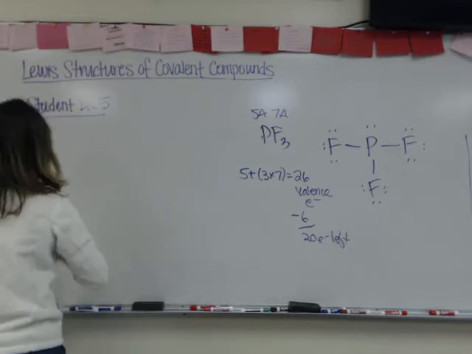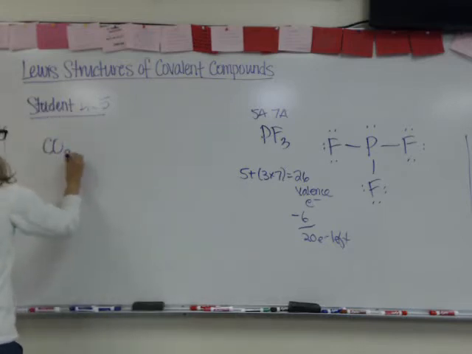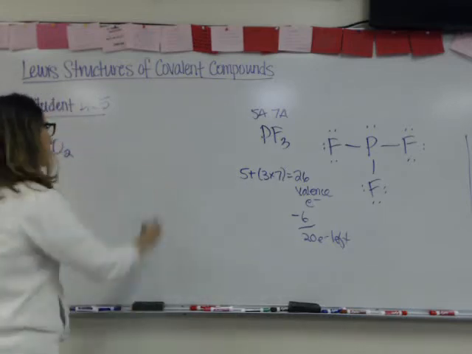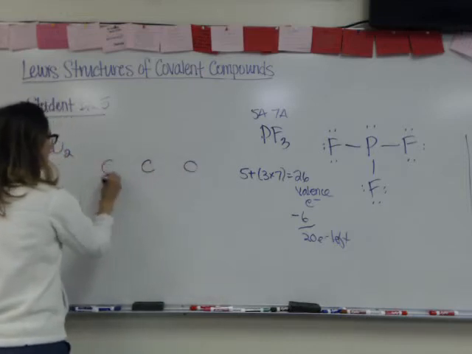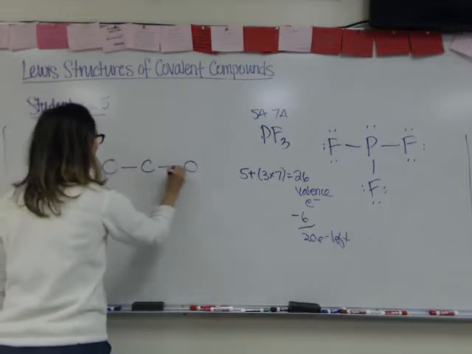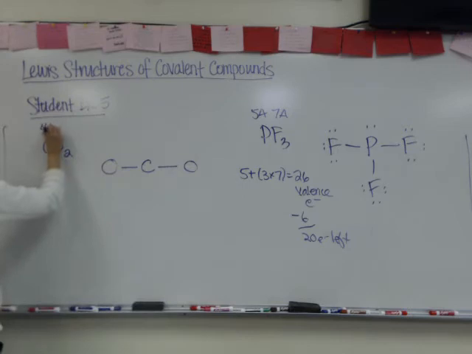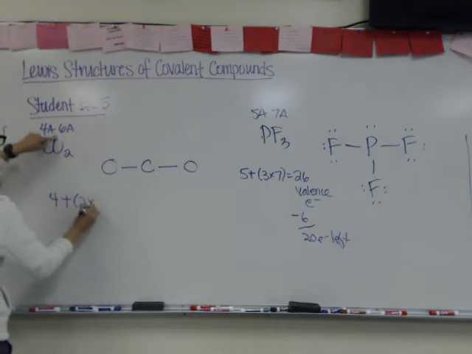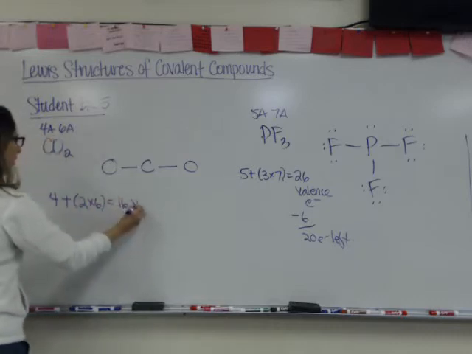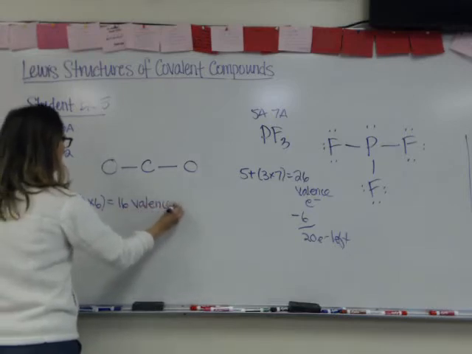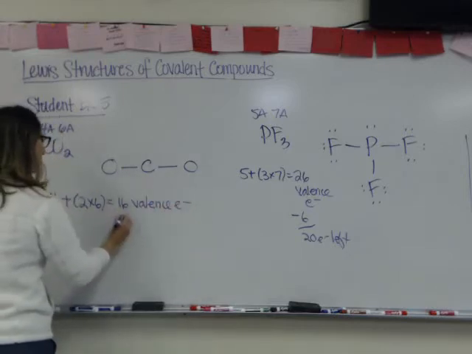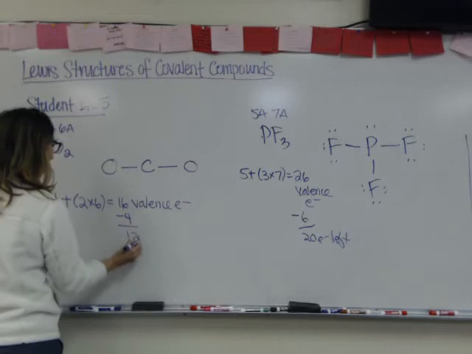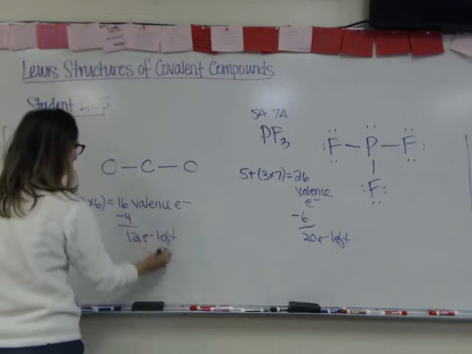Now the next one is carbon dioxide. We're going to put the carbon in the middle. Put the oxygens on either side. Connect them with single bonds. Carbon's in 4A, oxygen is in 6A. 4 for carbon plus 2 oxygens in 6A is 12 plus 4. This is 16 valence electrons. I used 4, so now I have 12 electrons left.